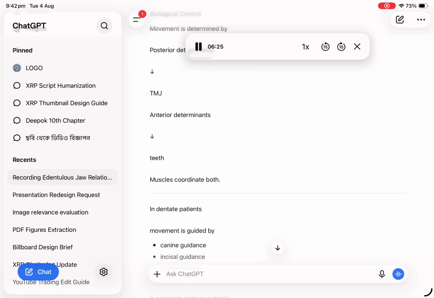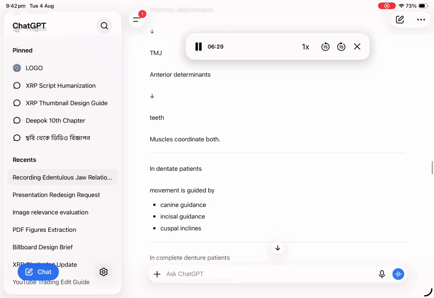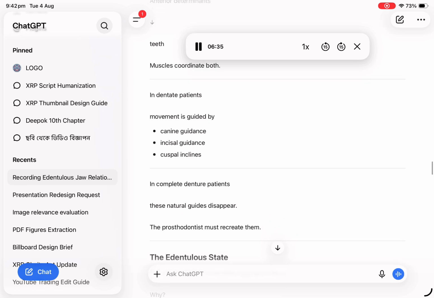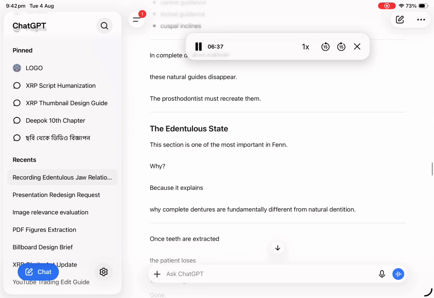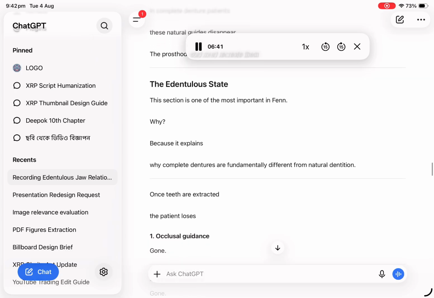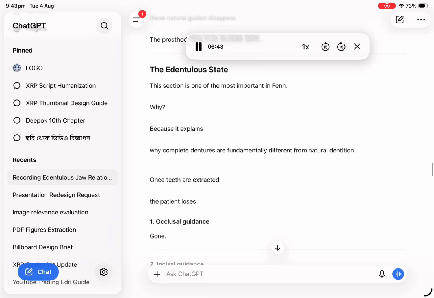In dentate patients, movement is guided by canine guidance, incisal guidance, and cuspal inclines. In complete denture patients, these natural guides disappear. The prosthodontist must recreate them. The edentulous state: this section is one of the most important in Fenn. Why? Because it explains why complete dentures are fundamentally different from natural dentition.